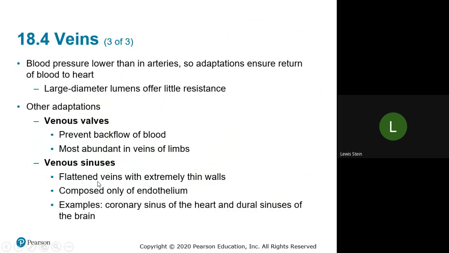There are a lot of areas in the brain for one, and your calves for another, where there are a lot of veins that have relatively thin walls, okay? And we talked about one in the heart called the coronary sinus. Those are areas where blood can pool. The very large ones in your calves are so important.